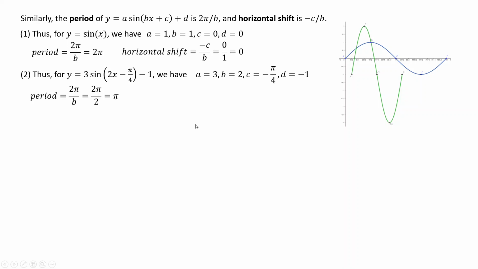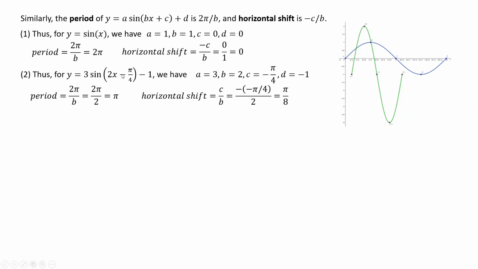Right? Okay, what about the horizontal shift? C over B. C happens to be negative pi fourths, so negative of negative pi fourths over 2, and the horizontal shift is pi over 8. Right? Now, what does that indicate? What do we mean by horizontal shift? The horizontal shift is, this is the idea.